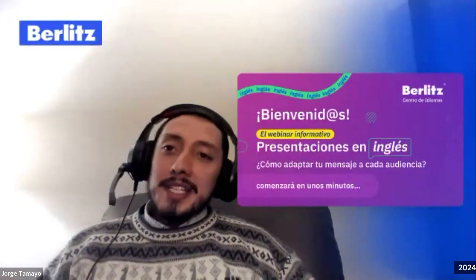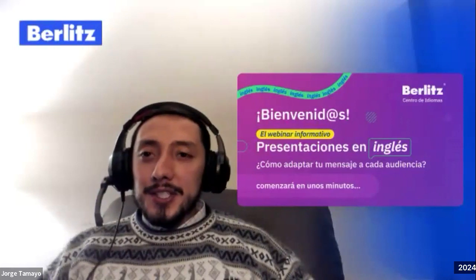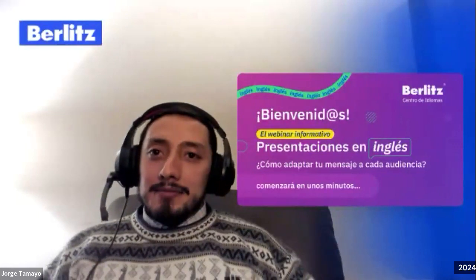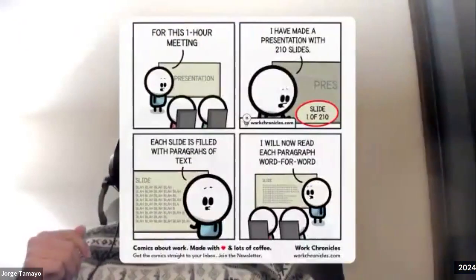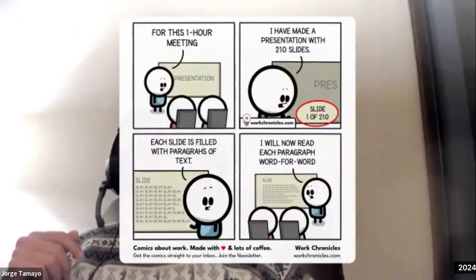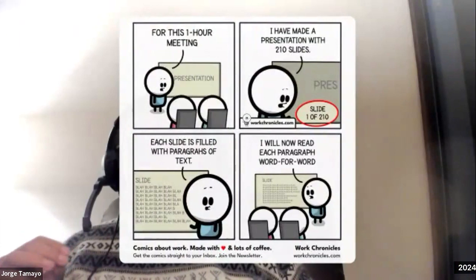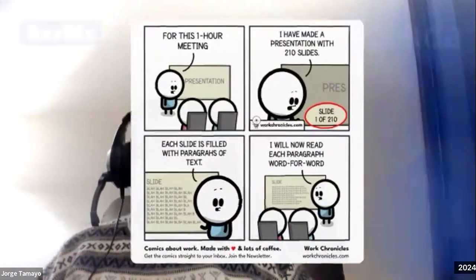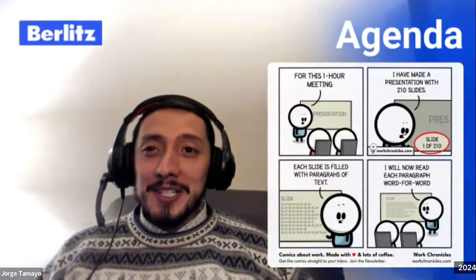All right, sorry. So let me just start with the agenda. And well, this is my agenda. You can read this cartoon. I'll read it for you. For this 1 hour meeting, I have made a presentation with 210 slides. Each slide is filled with paragraphs of text, and I will now read each paragraph, word for word. Does that seem like a good agenda for you guys?